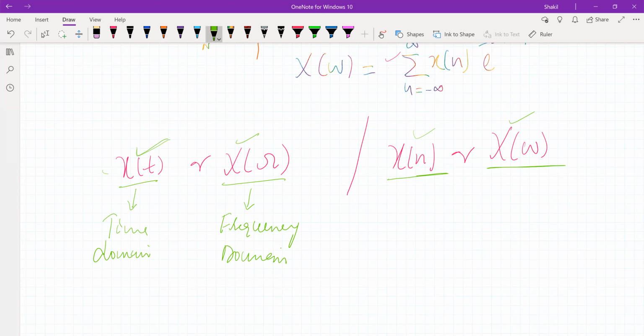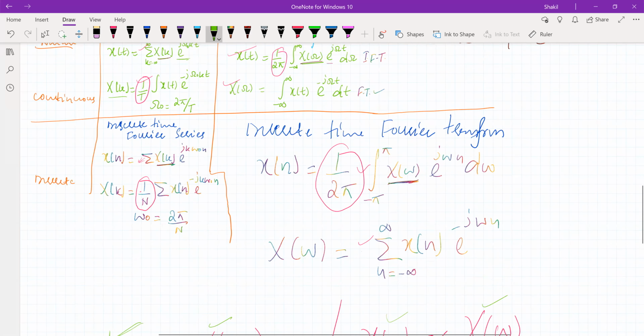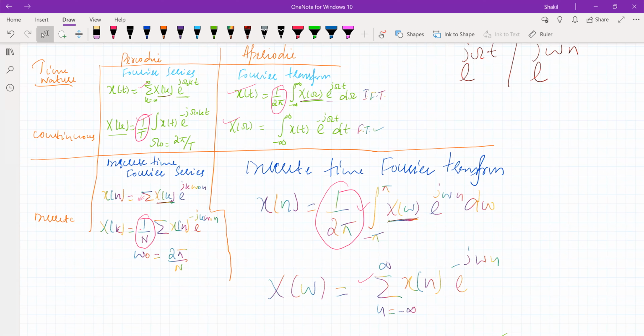Same way, if I say x of n or X of small omega, it means one and the same thing. I'm talking about the same thing. x of n is the time domain representation, X of small omega is the frequency domain representation. Whether I say this one or this one, I'm talking about the same thing. Only the representations are different. And what is the fundamental concept of Fourier? Expressing x of t or x of n as a weighted sum of sinusoids. And the sinusoids we have used here are complex sinusoids.